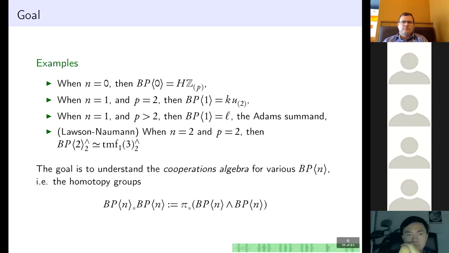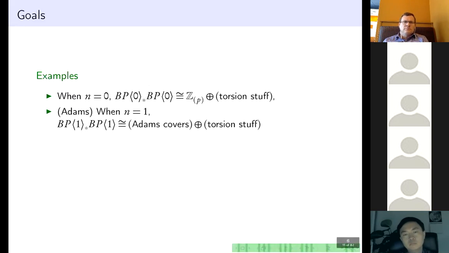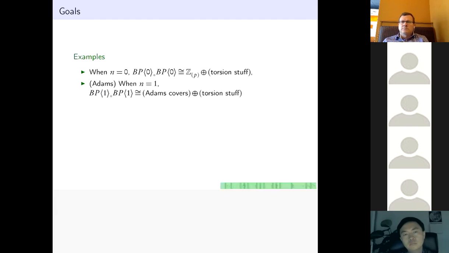Today's goal will be to try to understand the cooperations algebras for some of these truncated Brown-Petersen spectra. In particular, we're mostly going to focus on the case when n is equal to 2. As a reminder, the cooperations algebra is the homotopy groups of BP⟨n⟩ smashed with itself.